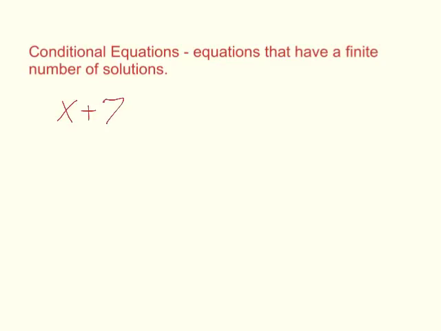x plus 7 is equal to 9. We start solving it by isolating x. To do that here, all we need to do is move the 7. So we subtract 7 from both sides and have x is equal to 2. Well, that gives us a single answer, one answer. That is a conditional equation.